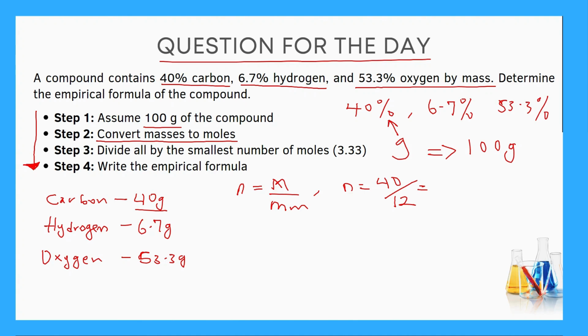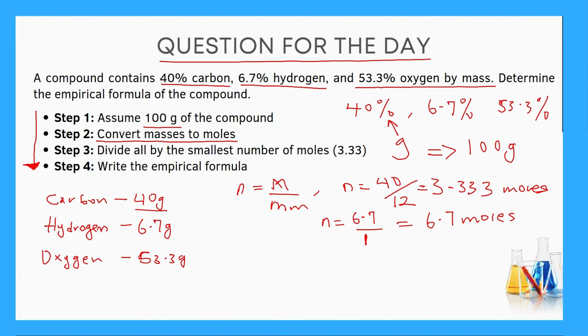So the molar mass of carbon is 12. So when we say 40 divided by 12, that gives us 3.333. So let's write that out. We have 3.333 moles for carbon. Now let's do the same for hydrogen. The number of moles of hydrogen will now be 6.7, which is the mass, divided by the molar mass, which is 1. So we have 6.7 moles.